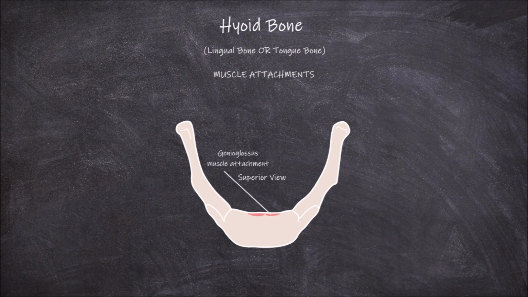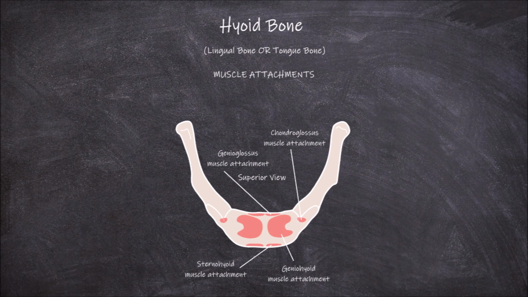The genioglossus muscle inserts onto the body of this bone. The geniohyoid muscle inserts onto the anterior surface of the body of this bone. The chondroglossus muscle originates from the lesser horn of this bone. The sternohyoid muscle inserts onto the inferior border of the body of this bone. The mylohyoid muscle inserts onto the body of this bone.